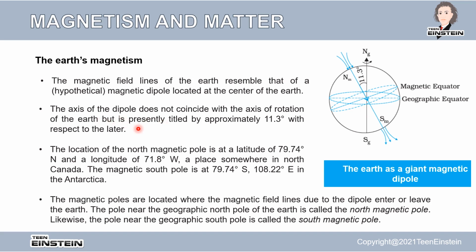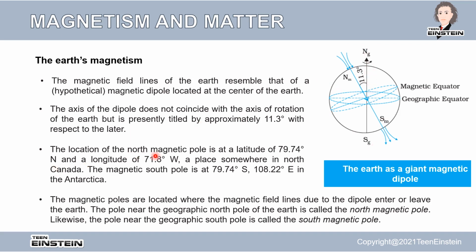The axis of the dipole does not coincide with the axis of rotation of the Earth, but is presently tilted by about 11.3 degrees with respect to the latter. So this is the axis of rotation of the Earth, and this is the geographic line, North Pole and the South Pole. But the magnetic North Pole and the South Pole make an angle of 11.3 degrees with this line. So there is a small deviation in the angle. It doesn't coincide with the geographic north and south pole.